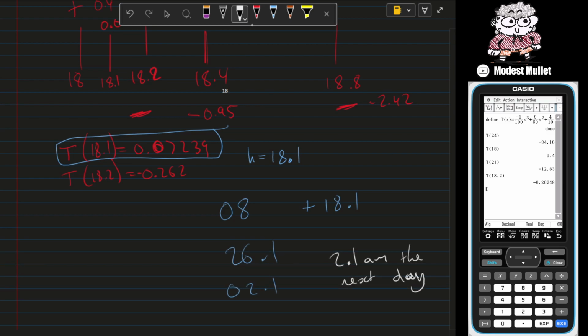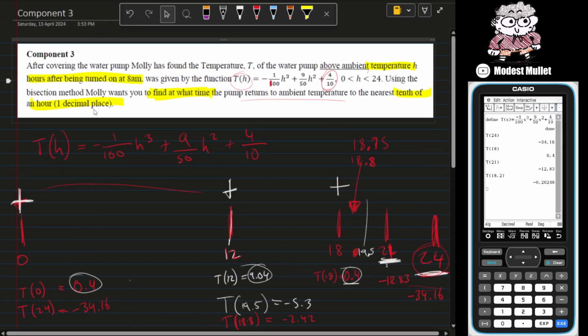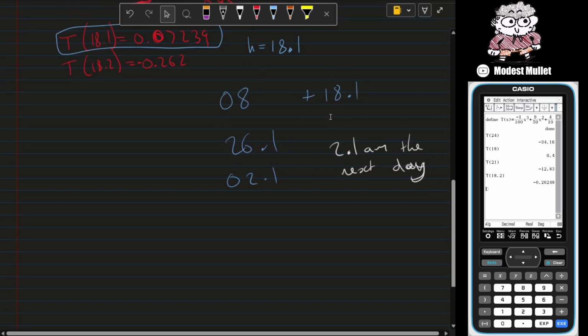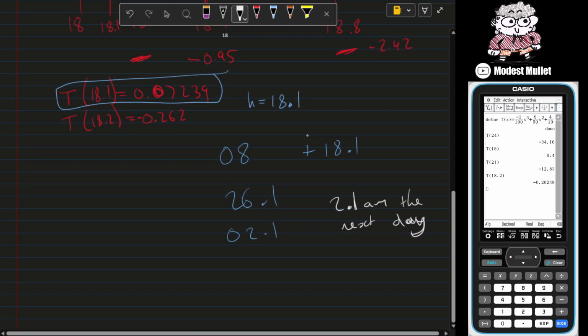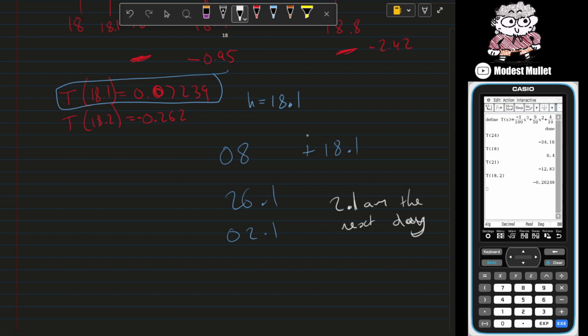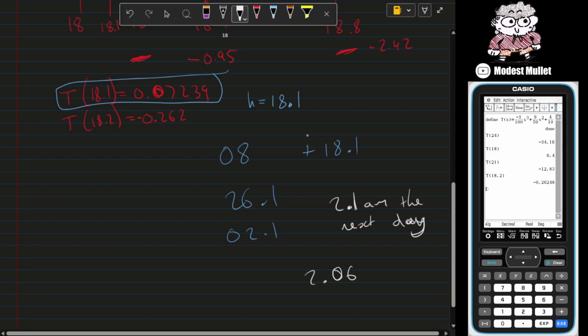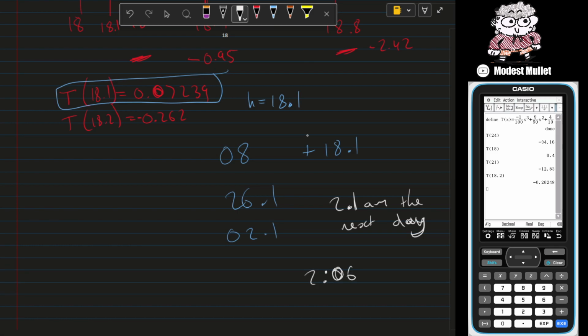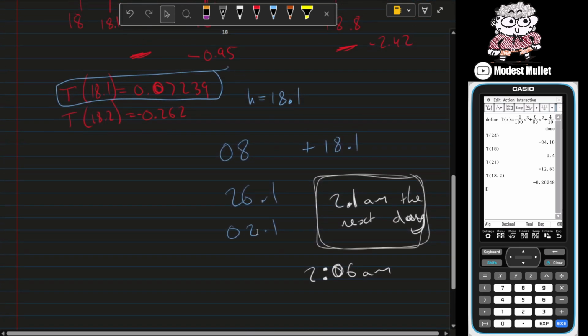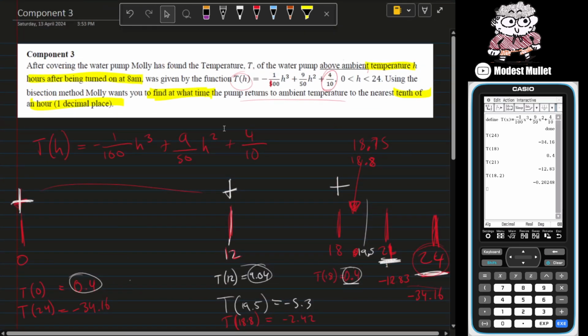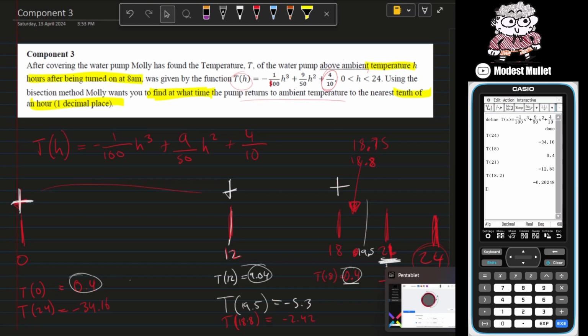That would be the answer, and that's to the nearest tenth of an hour. It's a little bit weird to write it in tenths of an hour rather than in minutes. Okay, but 0.1 of an hour is 6 minutes, so that would be the same as 2:06 a.m. But it technically says to the nearest tenth of an hour, so you need to give it as a decimal rather than an actual time. So 2.1 a.m. the next day is the answer to component 3. A little bit shorter than the other components. Just plugging away values in your calculator, really. That's it.